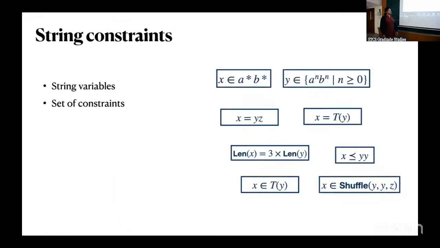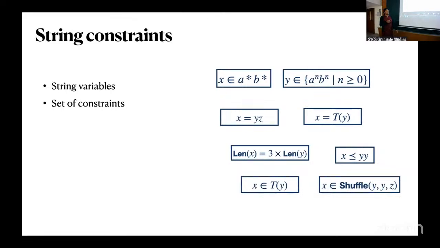So what are string constraints? This is similar to any SAT instance that you would get, with variables and constraints. But the variables are going to take string values. And what are the constraints that you can write? Here x, y, z, etc. are variables. You can say something like x belongs to this particular language. You can say that y belongs to this particular context free language. Or you can say that x is equal to the concatenation of y and z.